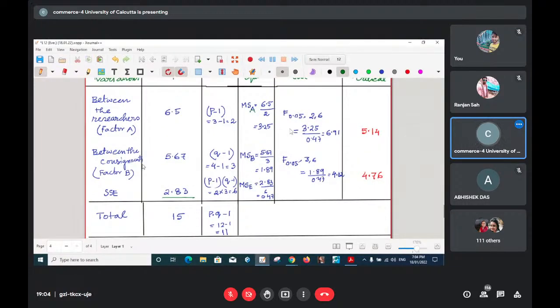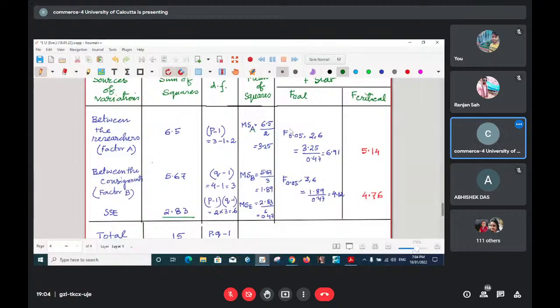Now come to the F statistic for factor A. You can see at 5% level of significance with 2,6 degrees of freedom. Why 2,6? Because this is 2 and this is 6 degrees of freedom. Why am I taking this 2 and this 6? Because this is 3.25 divided by 0.47. So I am taking 3.25, 0.47, and I am getting 6.91.